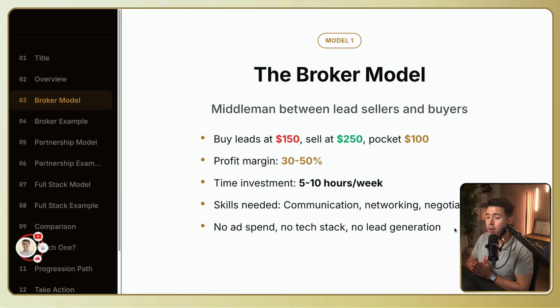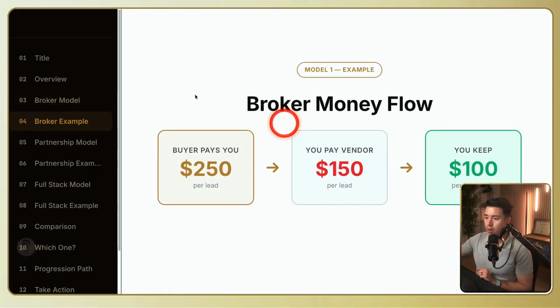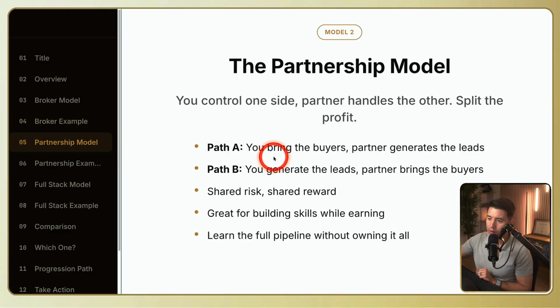The biggest thing here is really finding a really good media buyer that you can partner with, which is one of the key things. So in the broker model, the buyer pays you $250 a lead. You pay your lead vendor $150, and then you keep that profit. So the partnership model, though, it's you control one side, the partner handles the other, and you split the profits, right? So the thing about this is there's shared risk and shared reward, right? It's great for building the skills while earning.